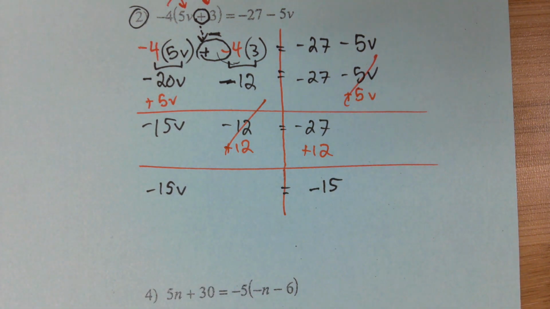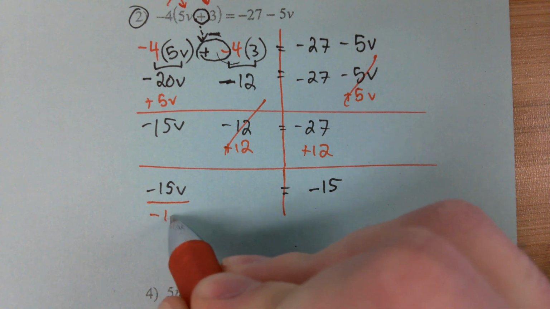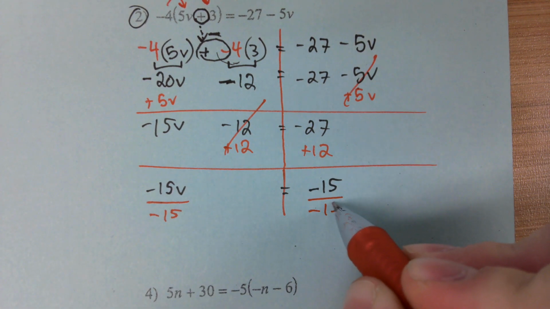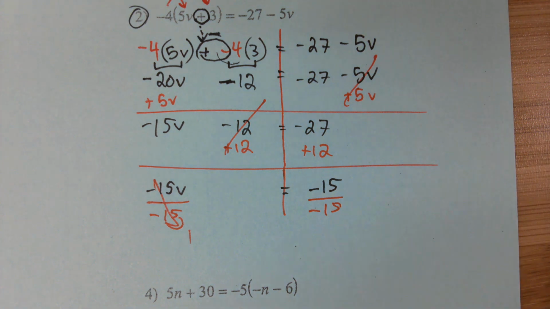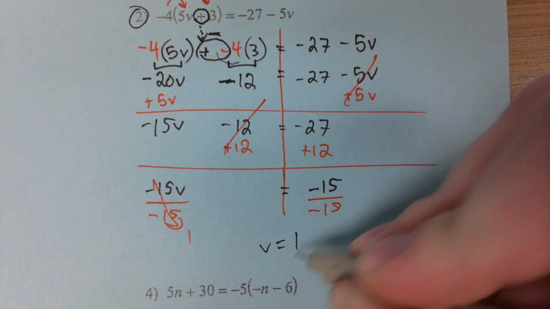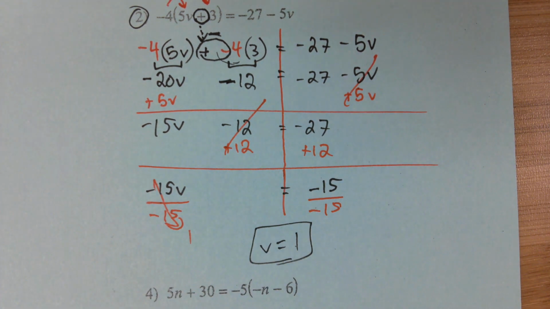And our last step is going to be to do what to both sides? Go ahead, Theo. Divide both sides by negative 15. That's right. We're going to divide both sides by negative 15. Negative 15 over negative 15 is 1. Therefore, our v is equal to 1.